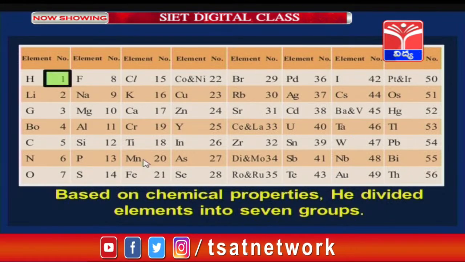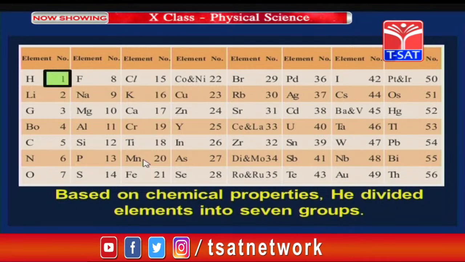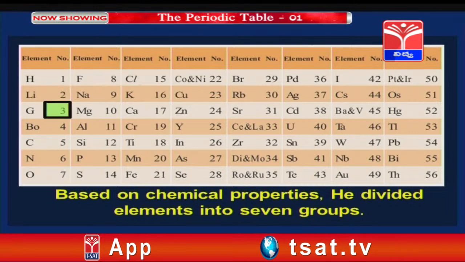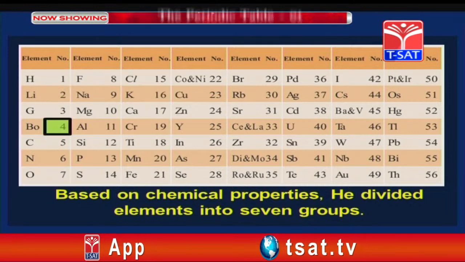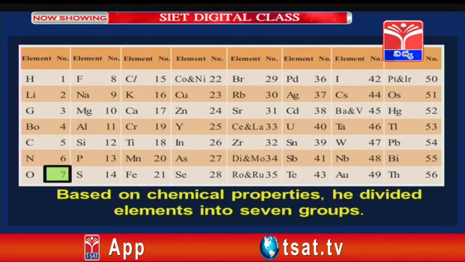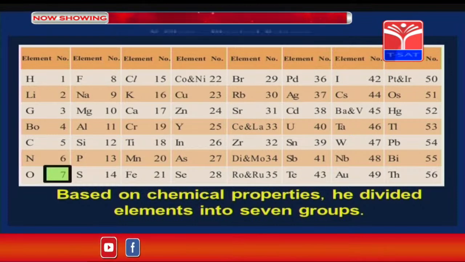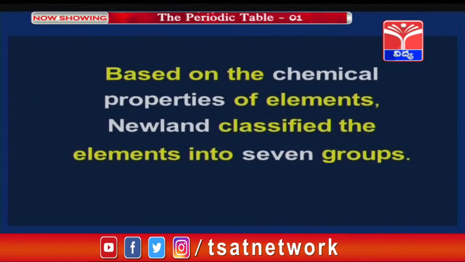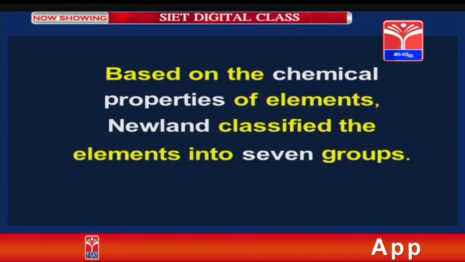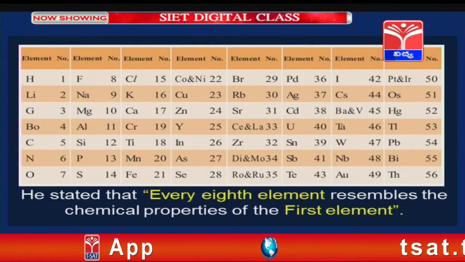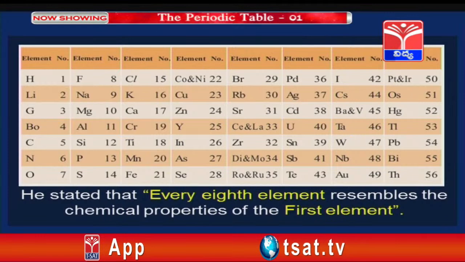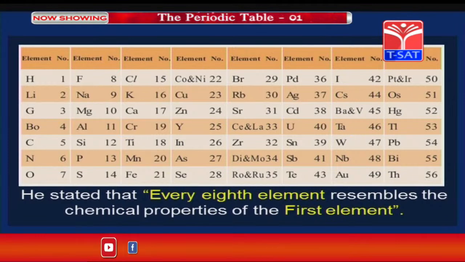Based on the chemical properties, Newland divided the elements into 7 groups. Now, you see first group, second group, third group, fourth group, fifth group, sixth group, 7 groups. Like that he arranged the elements into 7 groups. He stated that every 8th element resembles the chemical properties of the first element.